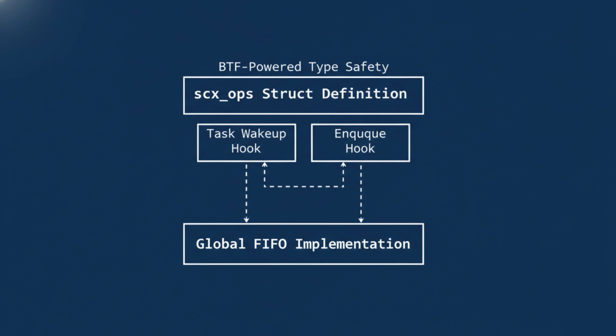The SCX-Simple scheduler leverages these hooks to implement a straightforward global first-in, first-out logic. This allows us to observe how tasks move through the system with minimal overhead. For infrastructure engineers, this means the scheduling path is no longer a black box. We can now insert telemetry and custom prioritization logic directly into the hot path of the task dispatcher, facilitating massive scale and predictable latency across heterogeneous compute clusters.